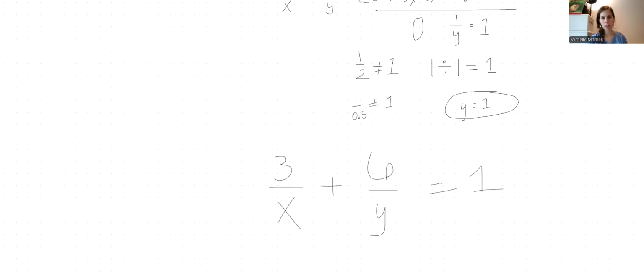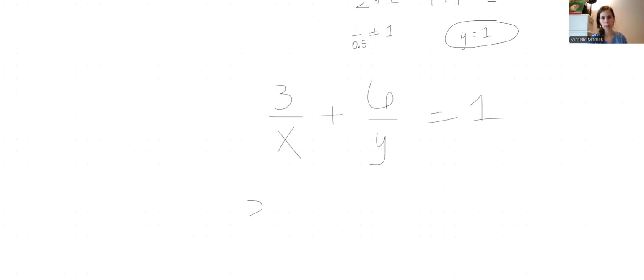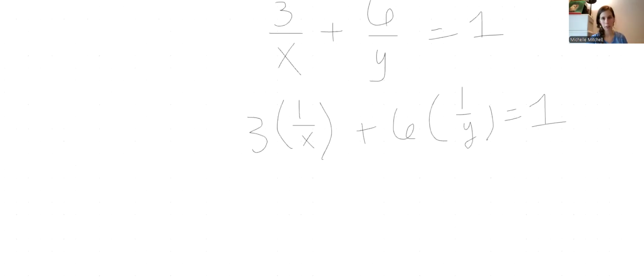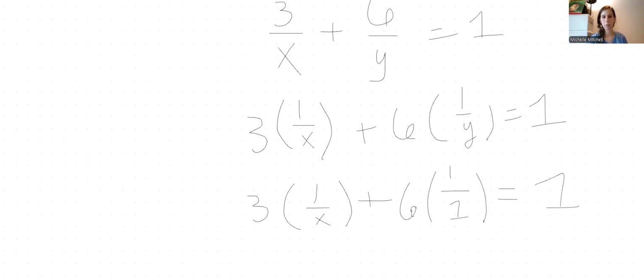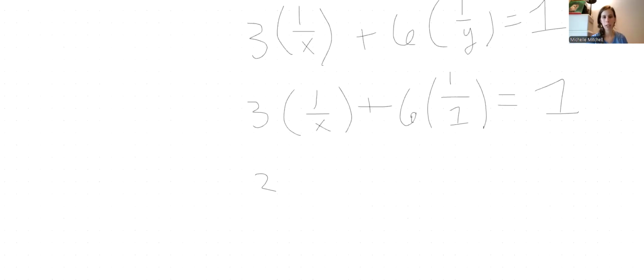Okay, so they wanted us to think of it as 3 times 1 over x plus 6 times 1 over y equals 1. And then you're going to leave this alone because you're plugging in a y value. We're looking for x. So plug it in right here: 1 over 1. Oh, that's handy. Then you'll have 3 times 1 over x plus 6 times 1 over 1, which is just 6, equals 1.